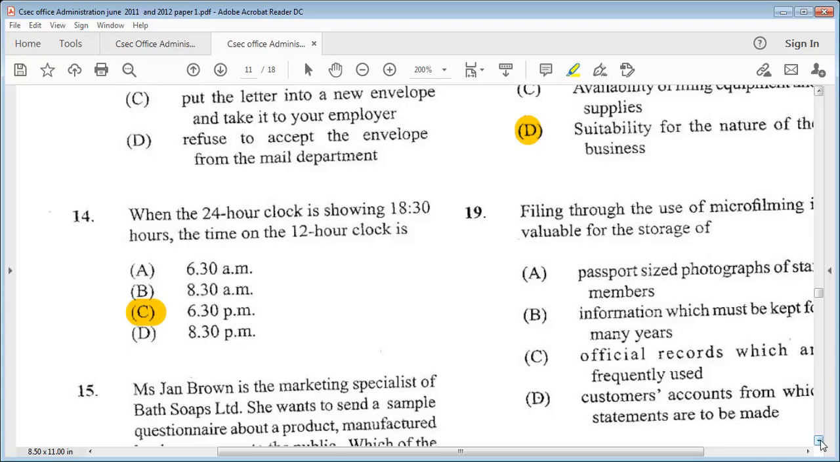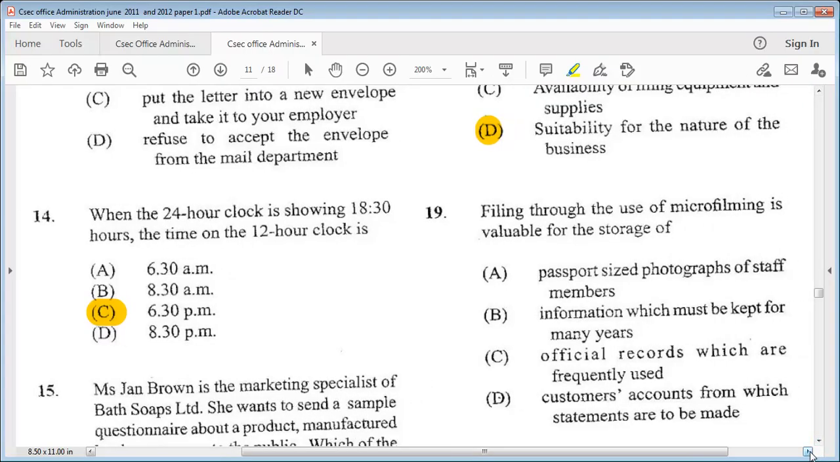Let's go to question 19. Filing through the use of microfilming is valuable for the storage of A, passport sized photographs of staff members, B, information which must be kept for many years, C, official records which are frequently used, or D, customers' accounts from which statements are to be made. Our answer would be B, information which must be kept for many years.